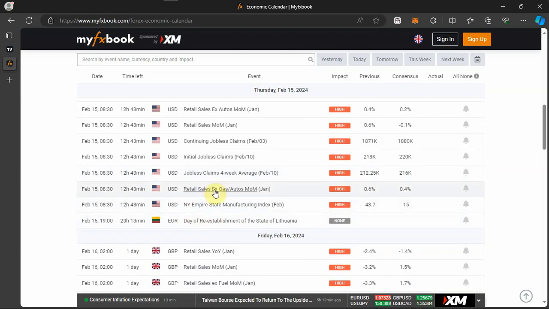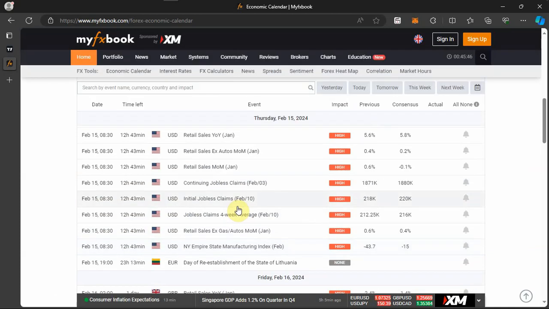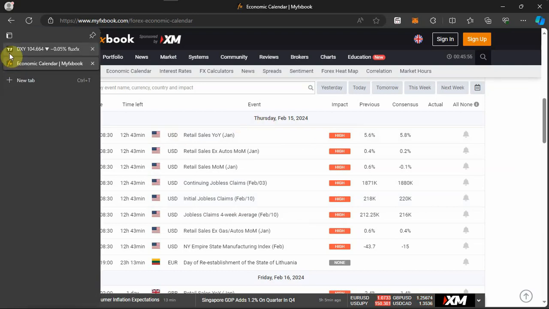We have retail sales excluding gas and autos month over month for the month of January for USD. Then we have the Empire State Manufacturing Index for the month of February for USD. So these are the high impact news we expect to see on the market going into the 15th of February 2024. That's the next trading day, which happens to be the Thursday.